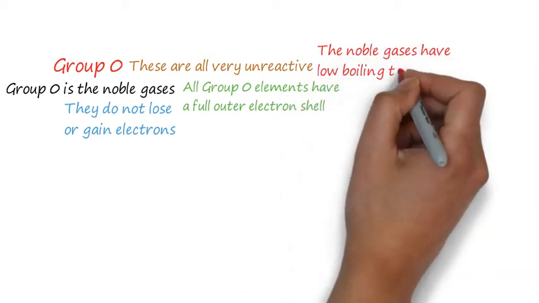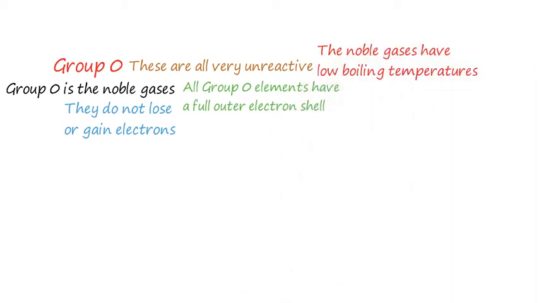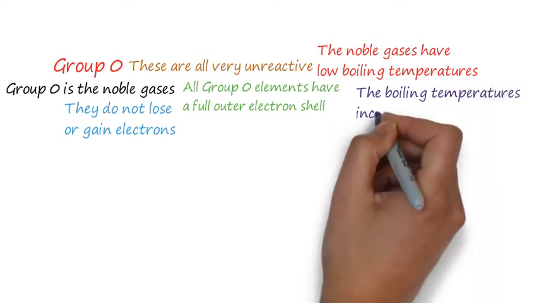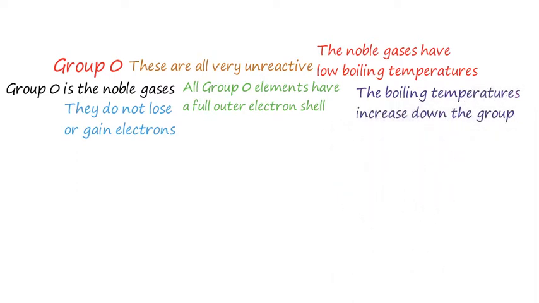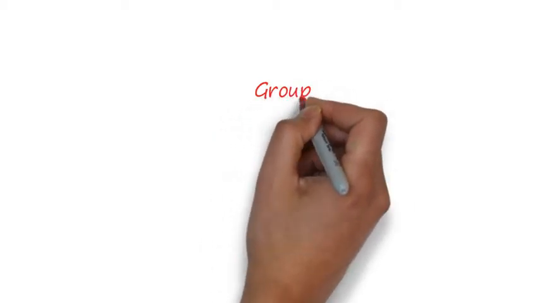All of the noble gases have very low boiling temperatures, and the boiling temperatures increase as you go down the group. Helium, at the top of the group, has a boiling temperature of -269 degrees Celsius, and radon, at the bottom of the group, has a boiling temperature of -62 degrees Celsius.